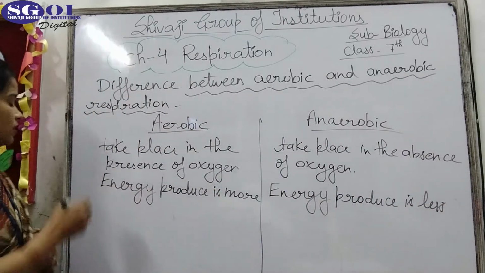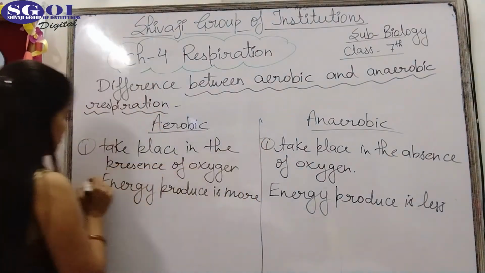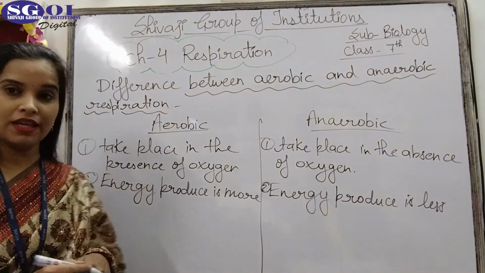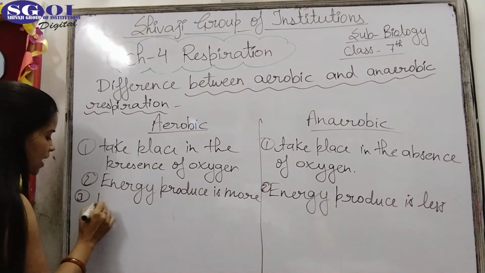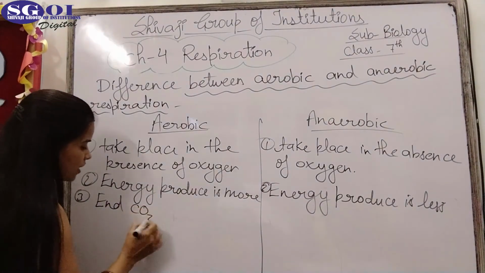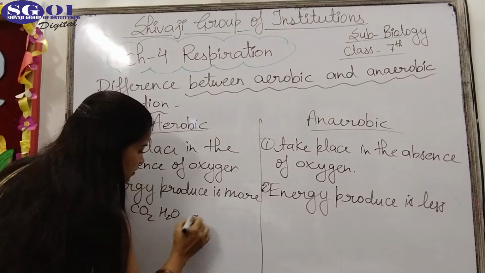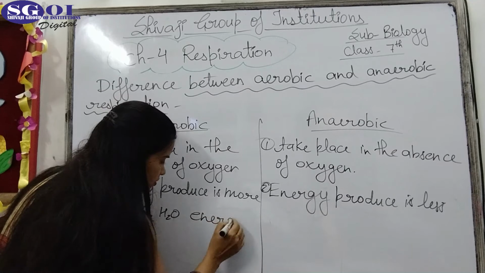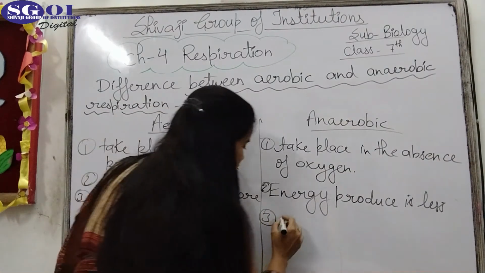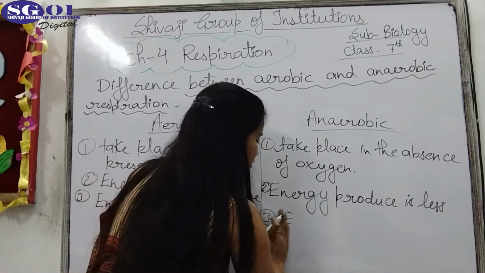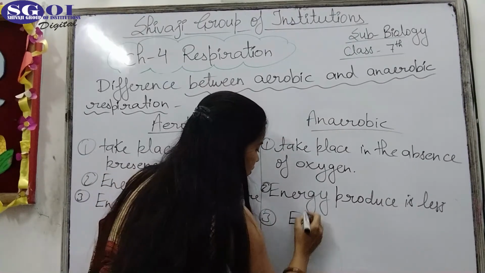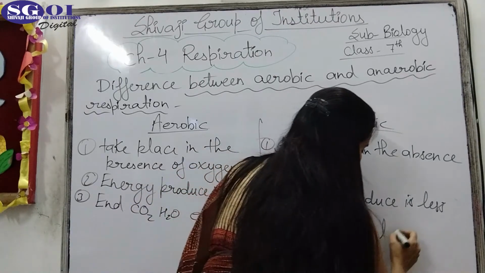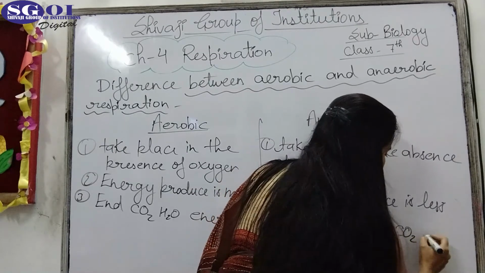The next difference is the end product. In aerobic respiration, इसमें end product क्या होता है? कार्बन डाइऑक्साइड, वाटर एंड एनर्जी. And the end product in anaerobic respiration is, इसमें क्या होता है? एथिल अल्कोहल एंड कार्बन डाइऑक्साइड एंड एनर्जी.